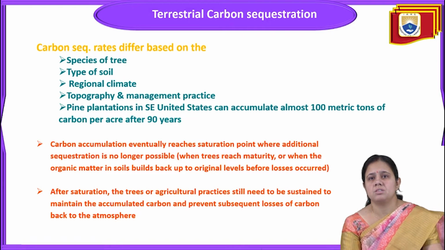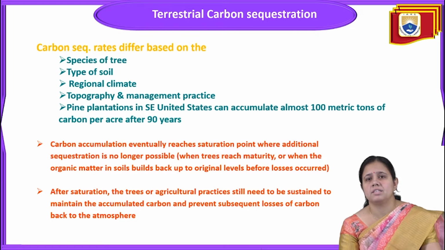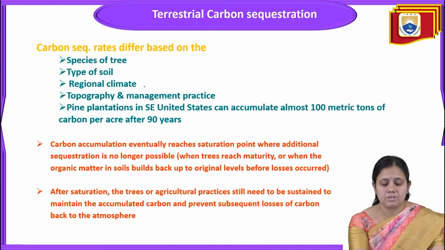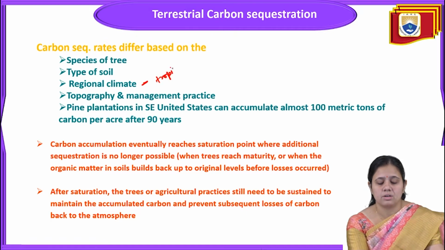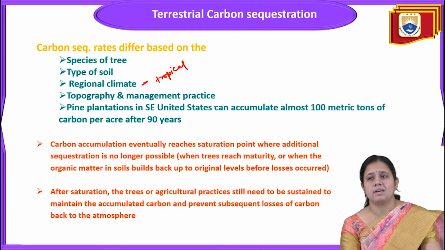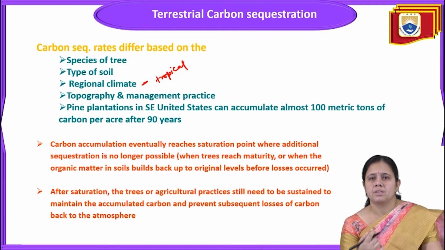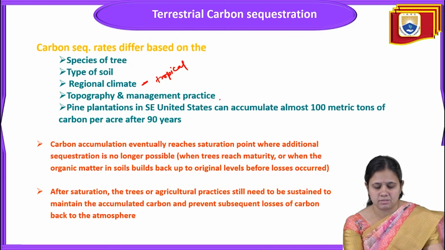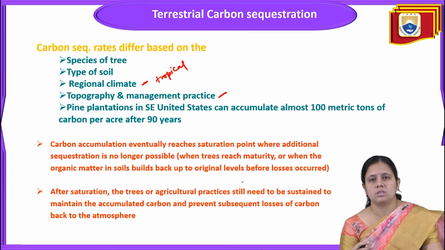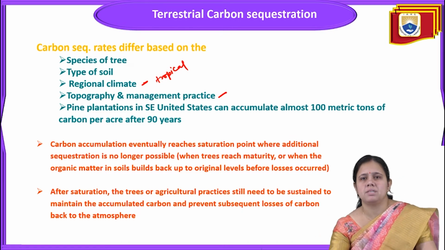First of all, the species of tree. What tree species it is will be the main factor of carbon sequestration. Next is the type of soil: sandy soil, loamy soil, black soil, alluvial soil. Next is the regional climate. Climate is also an important point, whether it is a tropical climate or a desert. If it is a tropical climate, then obviously there is more greenery, so they can do better. Next are the topography and management practices. The topography of the area, like contour, and its management are important.